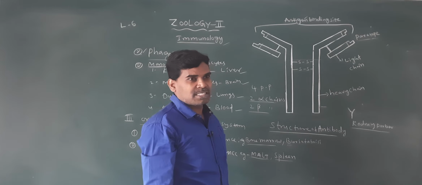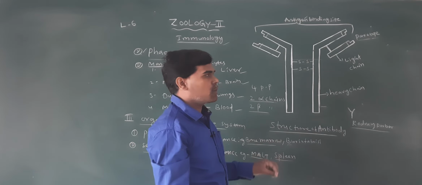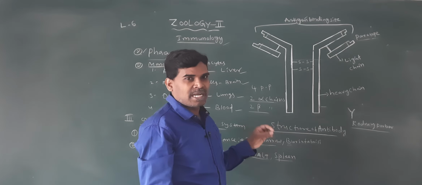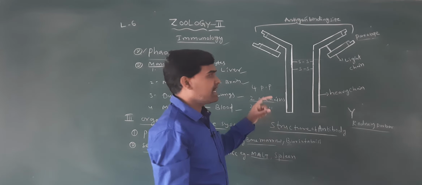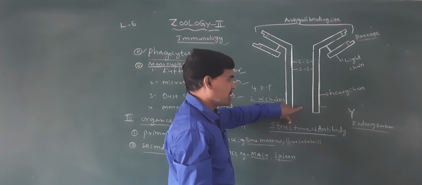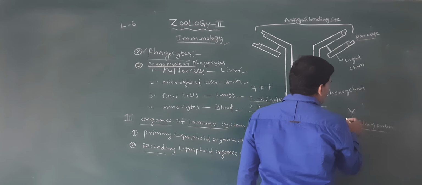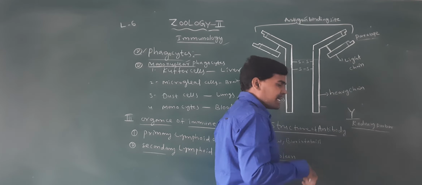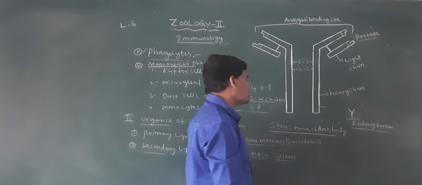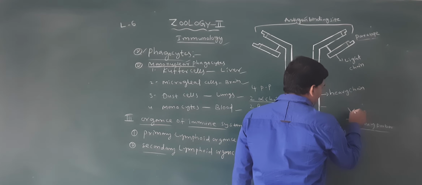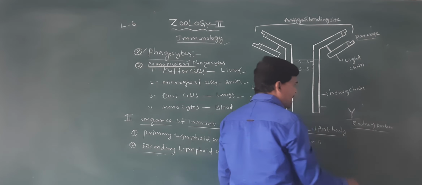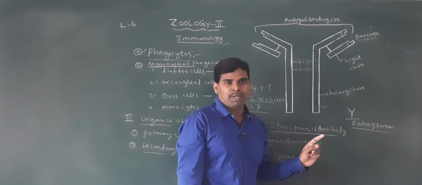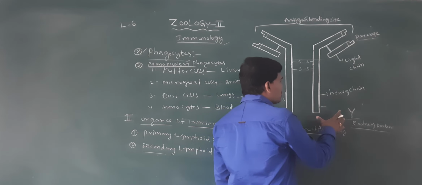Whenever microbial organisms like viruses, bacteria, fungi or parasites, or any other foreign materials enter our body, they are immediately recognized by the antibodies or immunoglobulins. These antibodies are produced in our body, in the plasma. This Y shape of the antibodies is the immunoglobulin. So immunoglobulins immediately recognize them.